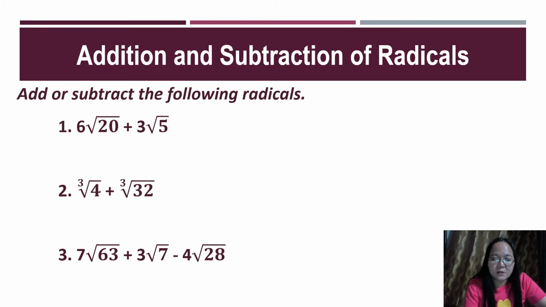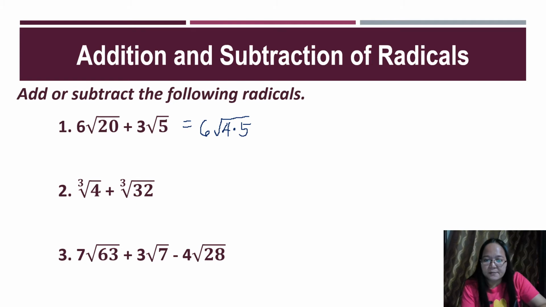Add or subtract the following radicals. Number 1, we have 6 square root of 20 plus 3 square root of 5. First, we will simplify square root of 20. Square root of 20 is the same as square root of 4 times 5. Square root of 4 is 2. Square root of 5 will be left inside the radical sign.